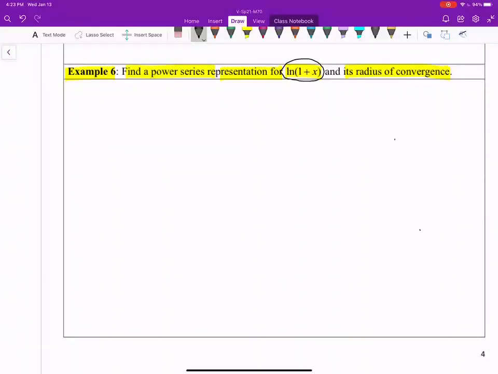Let's try this example number 6. Find a power series representation for ln of 1 plus x and its radius of convergence.